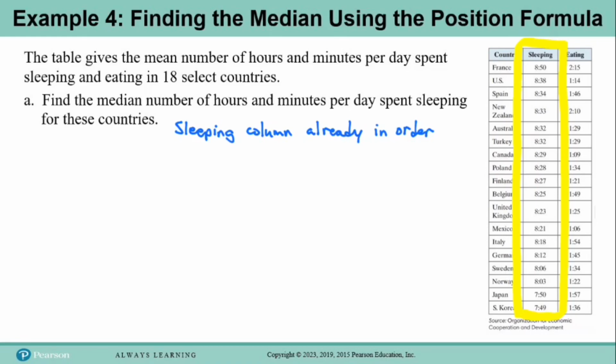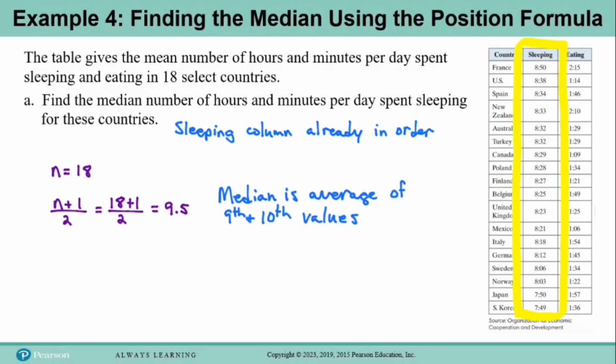So now to find the median, all we need to do is figure out which 2 values are in the middle because we do have an even number of data values. So we want to figure out which 2 values are in the middle using our little position formula, which was n plus 1 divided by 2. Now since there are 18 countries, n is 18, so 18 plus 1 divided by 2 is of course 19 divided by 2, which is 9.5. And that means that the median will be the average of the 9th and 10th values.